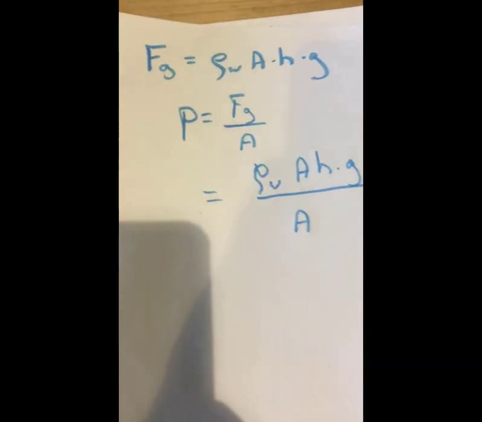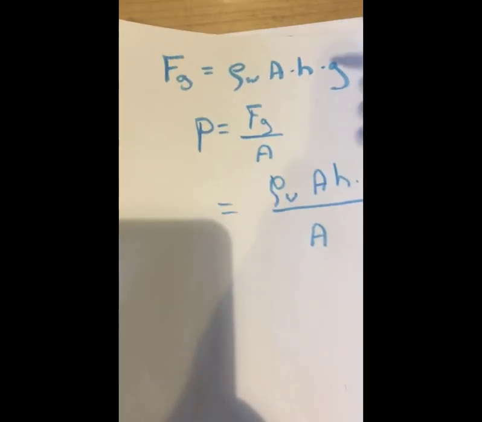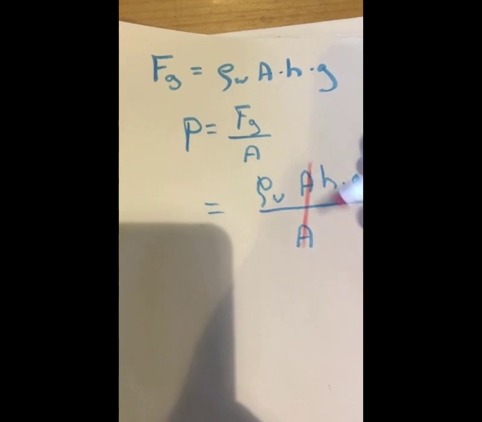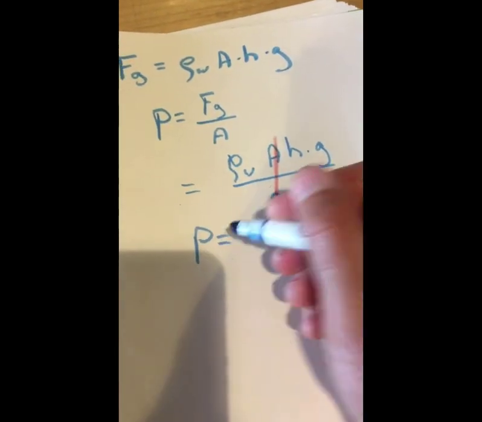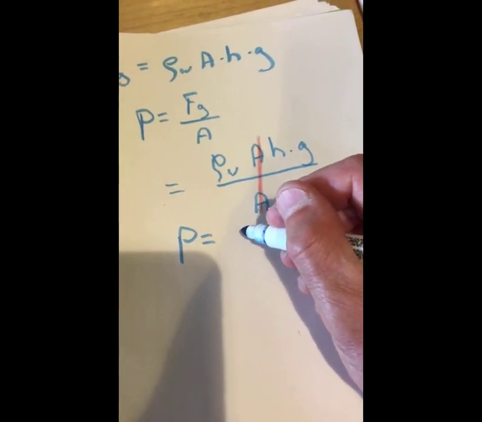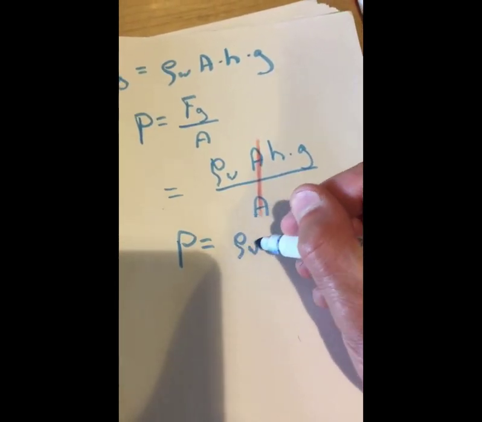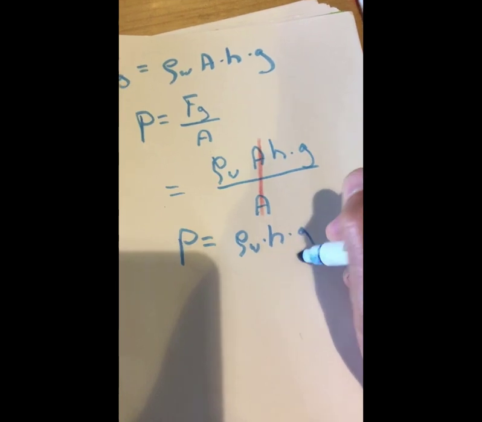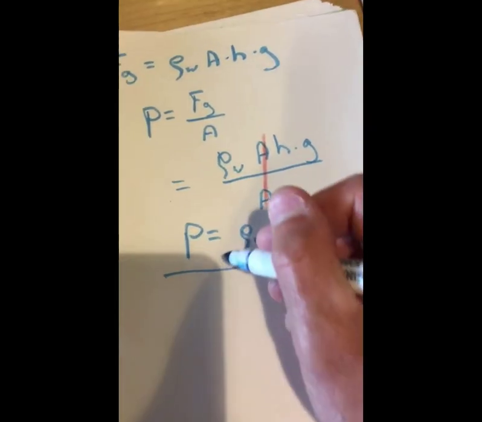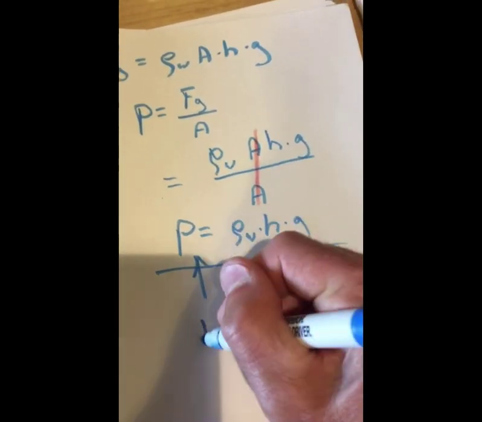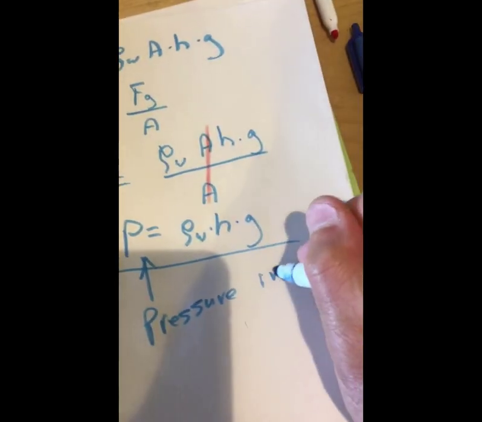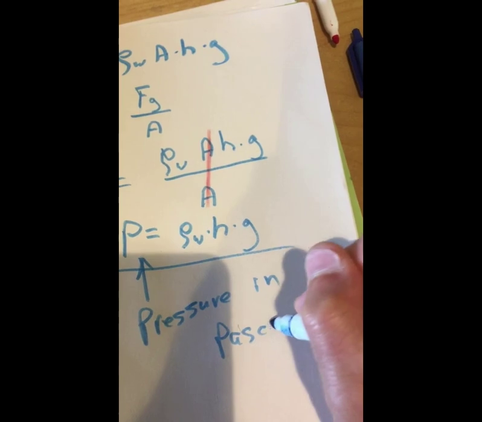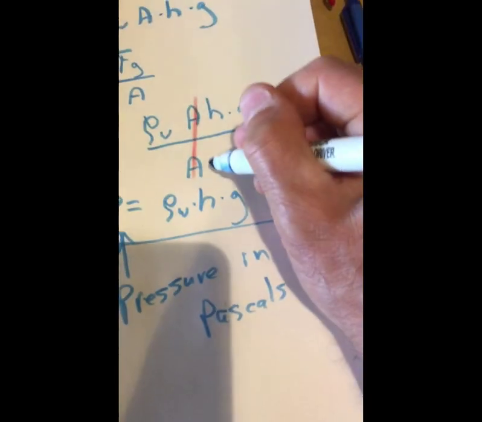And you should see, oh my gosh, there's two A's there. Those two A's are going to cancel each other out. So I'm going to be left with the pressure in water at some depth H is going to be equal to the density of the water times H times G. That's going to be what the pressure of the water in pascals is going to be. It's a function of depth. Depth is this.